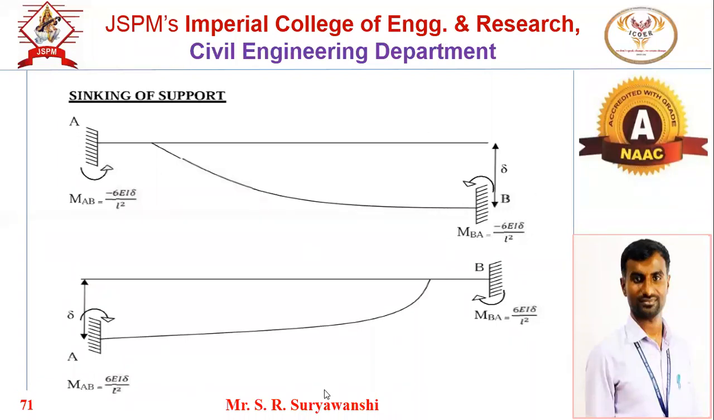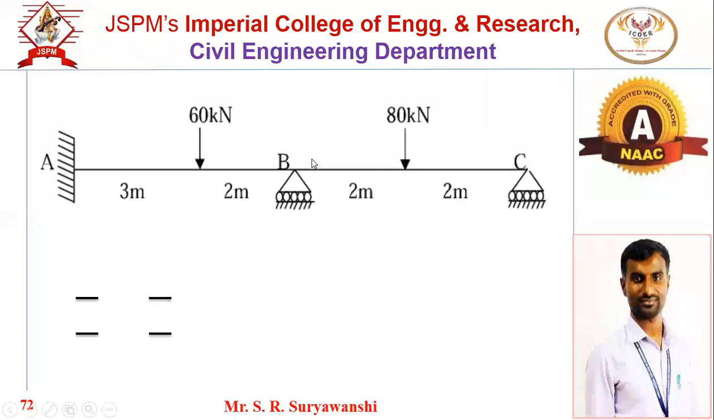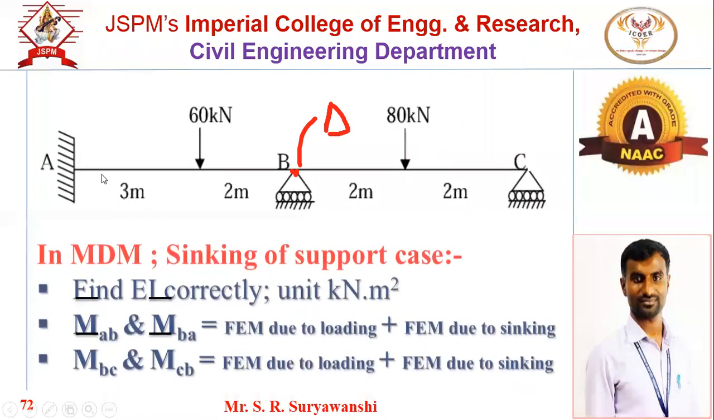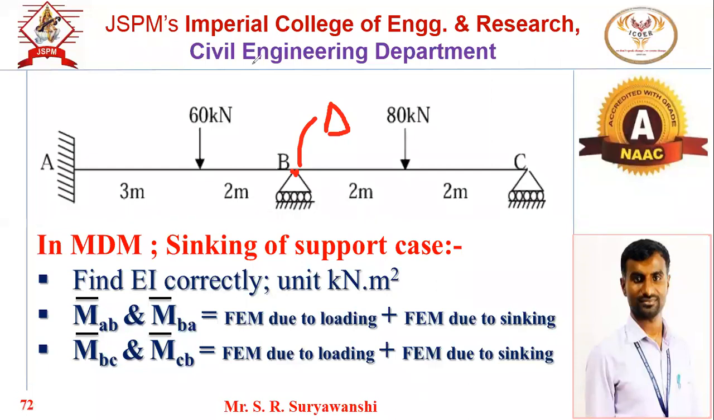So this is the basic concept of the sinking of support. Now suppose this is the beam, and for this beam, support B is having the settlement delta. Now how to do the analysis in step number 1, that we will discuss. If there is a settlement, we have to add the additional fixed end moment due to the sinking of support, for both member AB as well as member BC.